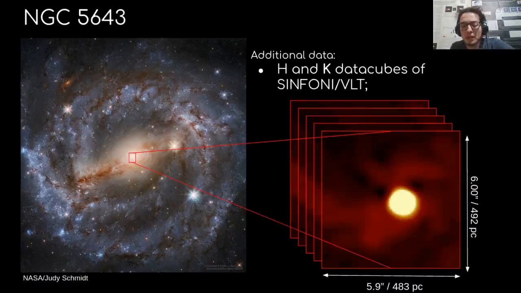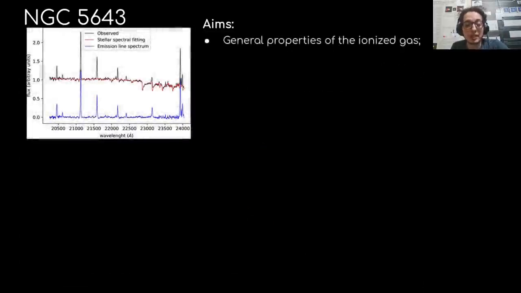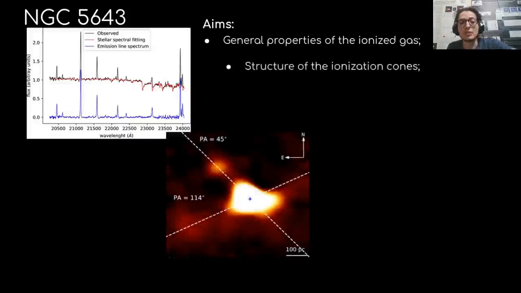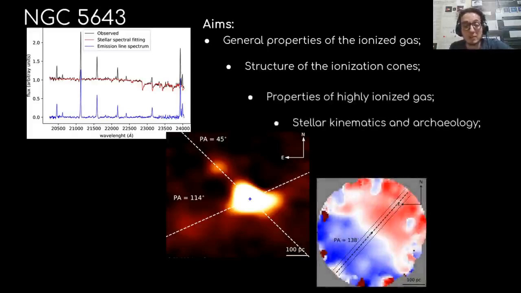But what am I doing with this data? I'm studying the nuclear and the circumnuclear properties of this AGN, like the properties of the ionized gas that bring us information about the level of ionization, distribution, and kinematics. The structure of the ionization cones that are regions of gas photoionized by the central AGN, the properties of the regular ionized gas, and also from the stars, the kinematics and stellar populations present in these central regions.